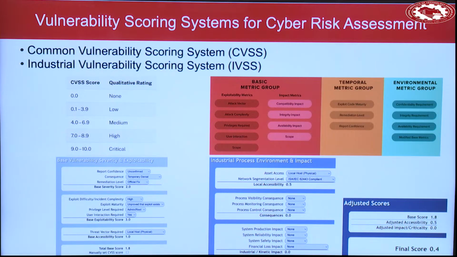And then last, they say industrial impact. How does this impact system production? How does this impact reliability, safety of the system, and then financial losses? So you rate all of it and come to a scoring system. Here you have a base score, then you adjust to an accessibility score: as an attacker, what part of the system and devices they can access. Then you have the impact or criticality level, and you put it all together to get the final score.